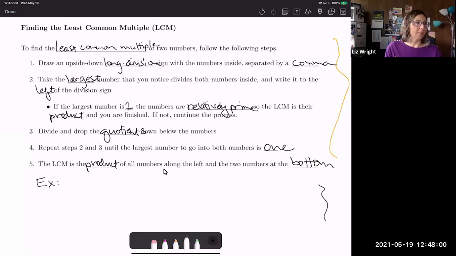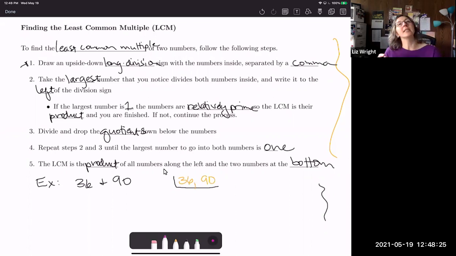All right, so one example I want you to start with is 36 and 90. So step number 1, it says draw an upside down long division sign with the numbers inside. So we're going to do an upside down long division symbol with the numbers inside separated by a comma.